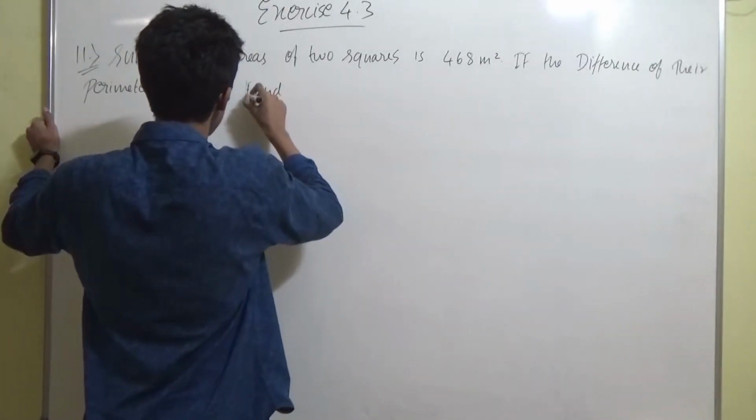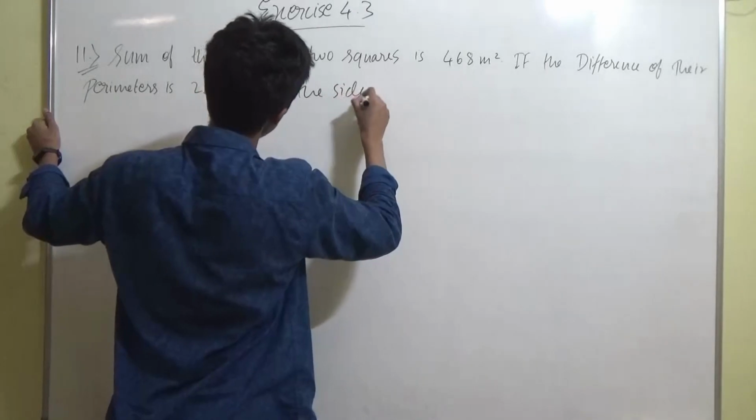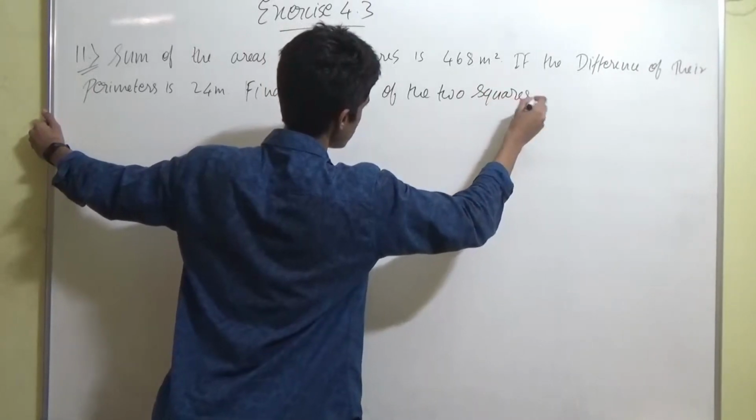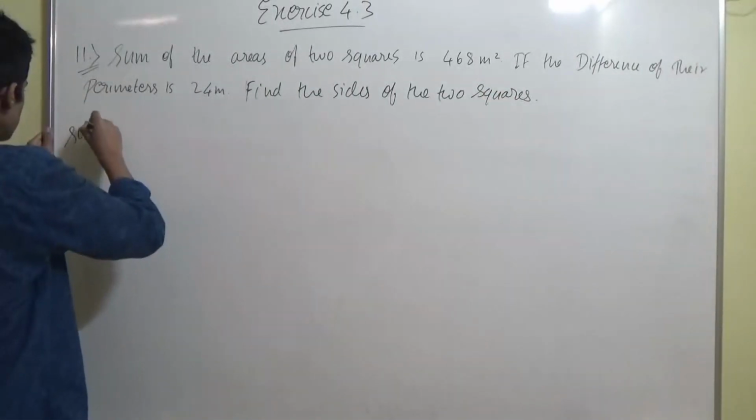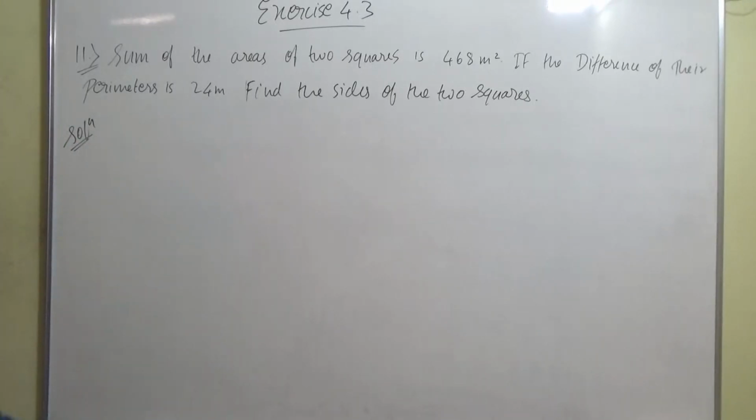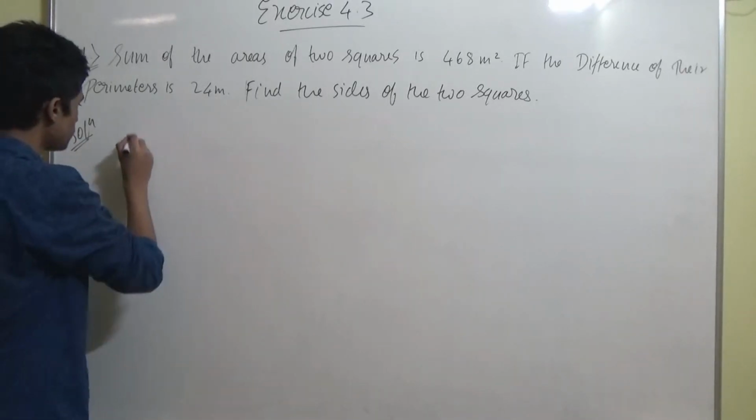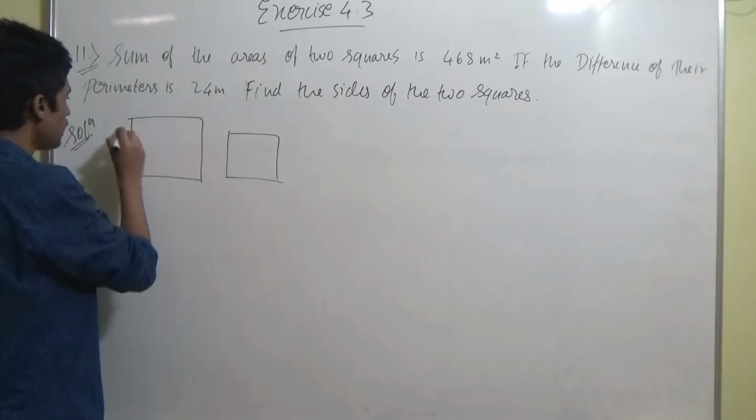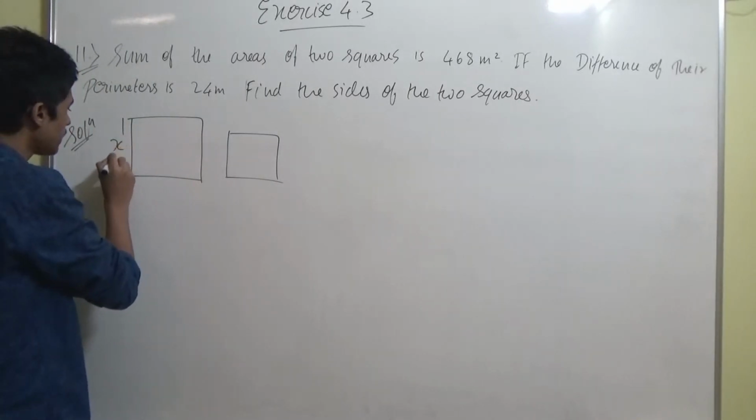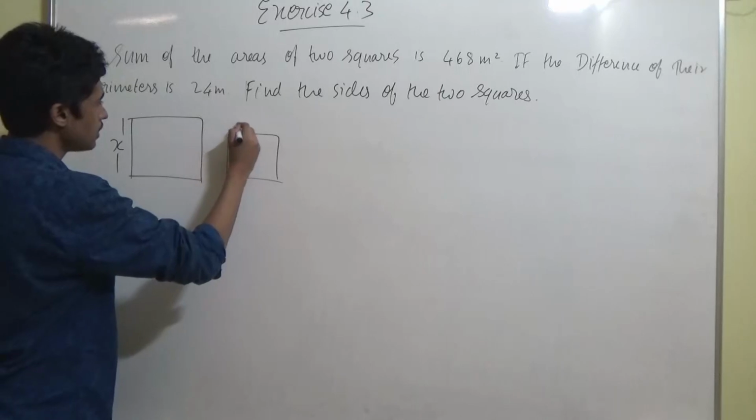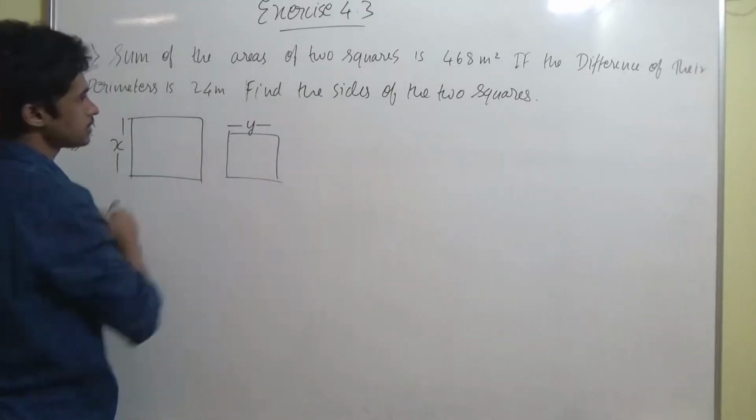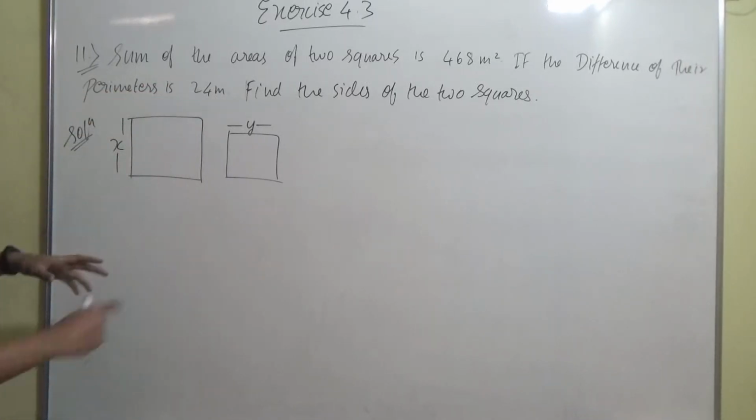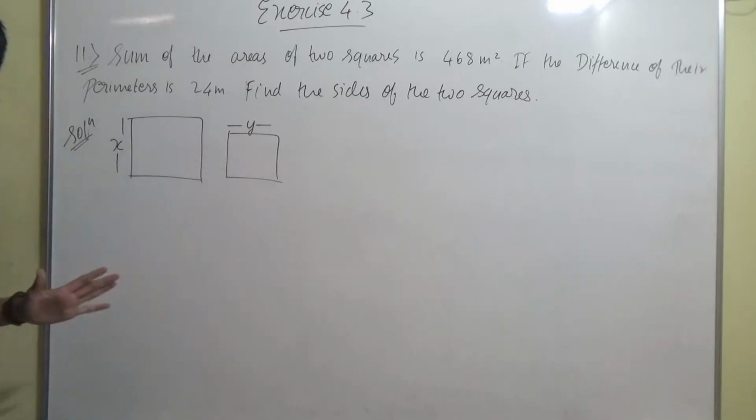Now let's go to the solution. We have to consider two squares, guys. For example, let this be a bigger square and let this one be a smaller square. The bigger square's side, let us take it as x meters, and the smaller square's side be y meters. If this is x, all the sides in a square are the same, so it's going to be x everywhere. And if this is y, all the sides of the square are going to be y meters.